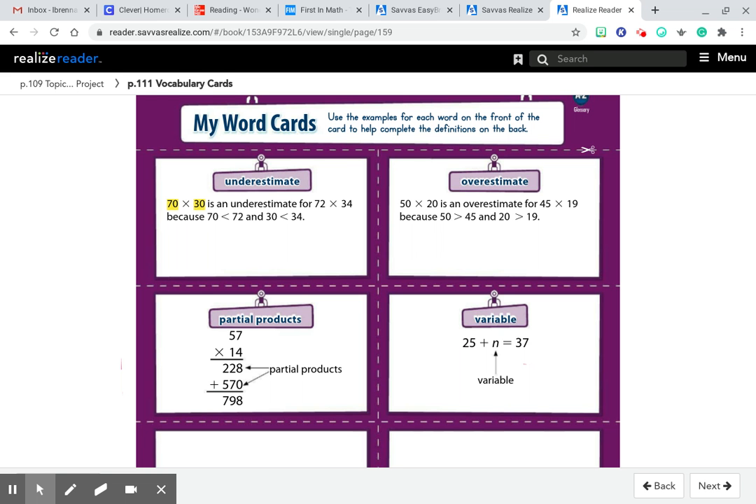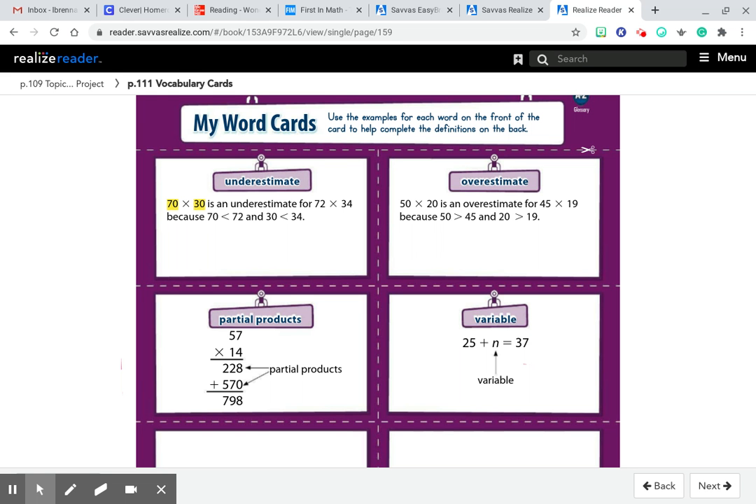Overestimate is when you round up. So instead of 45 and 19, you went to 50 and 20. Both values were greater than the original value. So you're pretty sure you're going to have an overestimate. Mathematically, it would be impossible not to have an overestimate. Those two are pretty clear. What's tricky is when you round one number up and one number down, and that's a little harder to see.